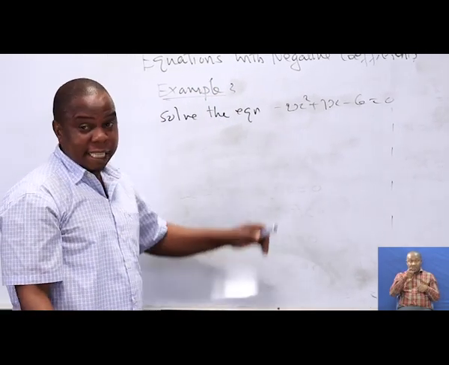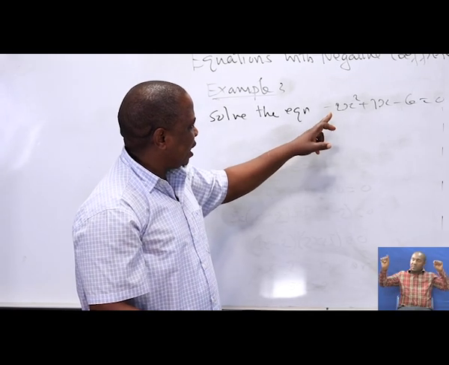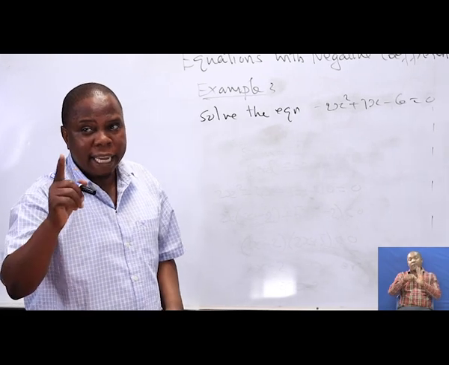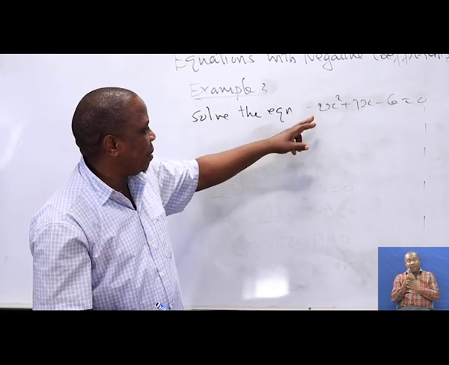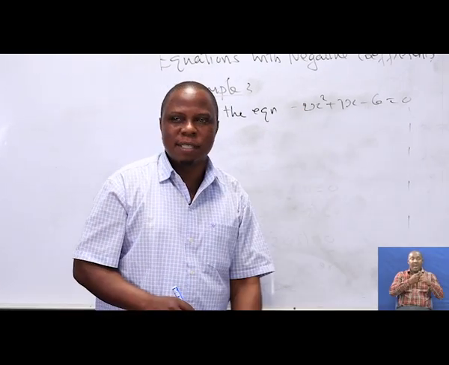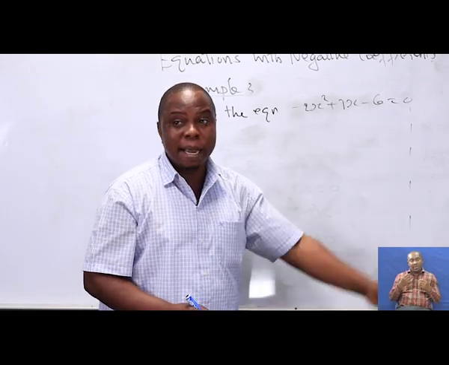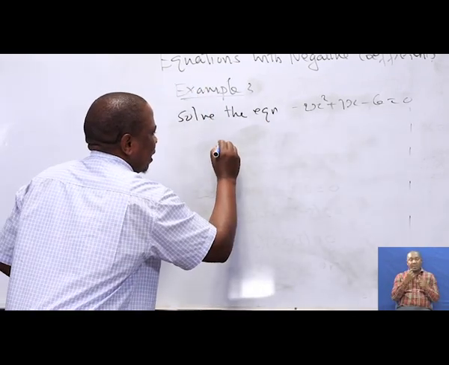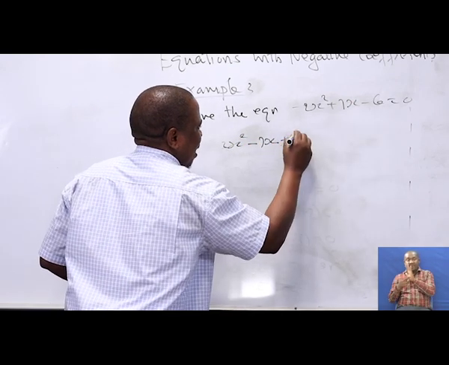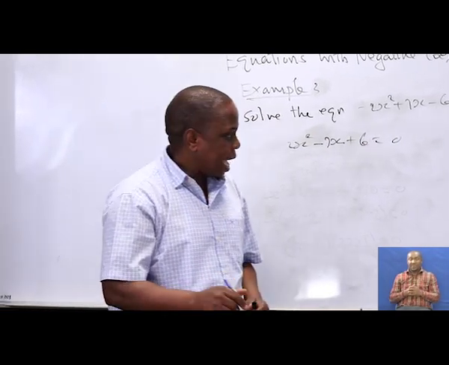you can proceed as it is, but the best thing is that you can get rid of the negative. How do you get rid of the negative from the first term? The negative from the first term can be eliminated here by multiplying throughout by negative. If I multiply throughout this equation by negative, the first term will be 2x squared minus 7x. Whenever there is minus, it becomes plus 6 is equal to 0. Then continue as usual.